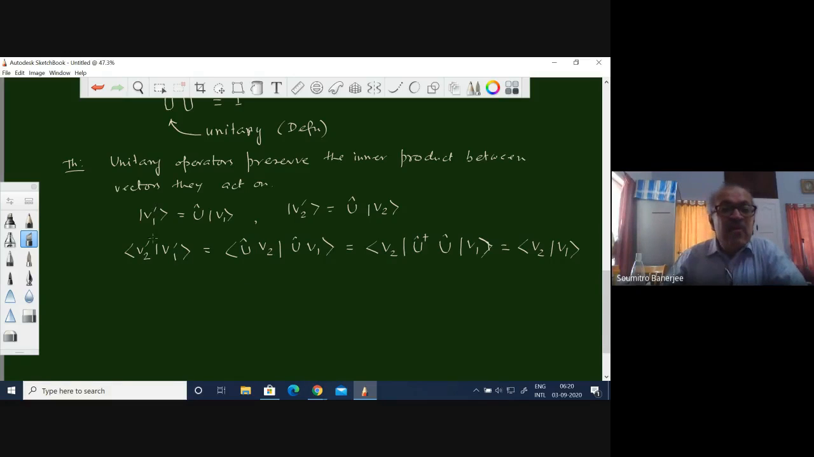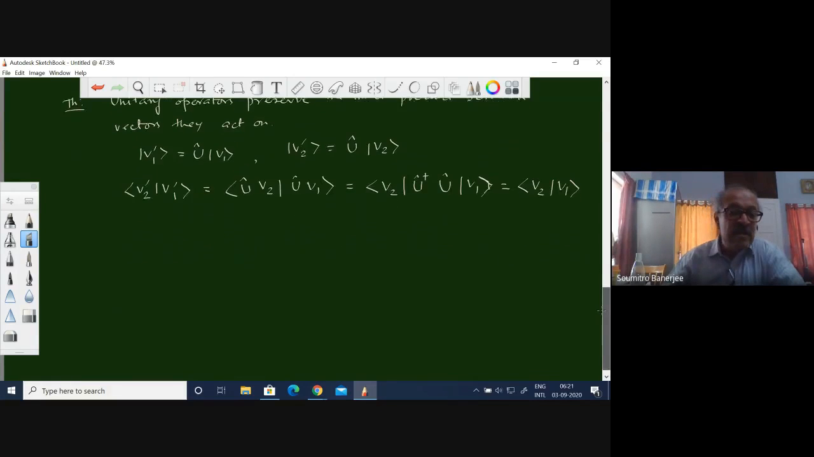Okay. So V2 prime we have written as U V2. V1 prime we have written as U V1, and then we have just used the property that the product of these two unitary matrices is unity, the identity operator, and therefore you see this has a certain overlap integral. All that I'm saying is that the overlap integral is preserved if you multiply both of these with a unitary matrix. Okay.